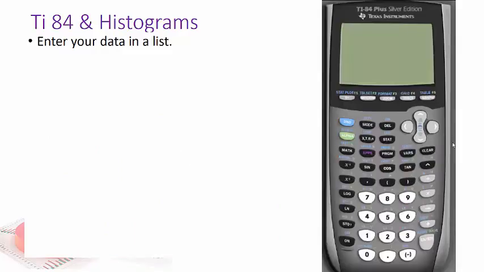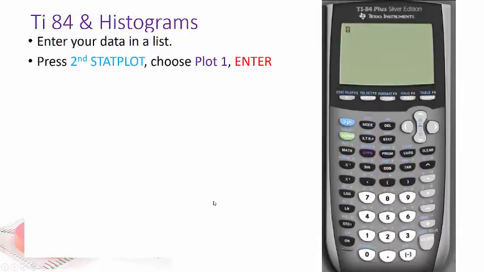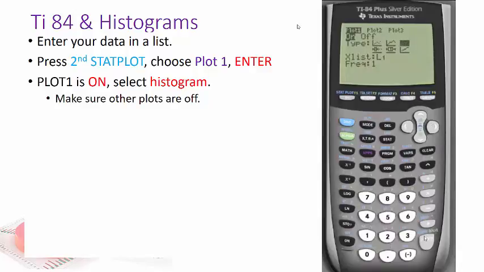And I took some data actually from your textbook and I entered it in the list. The next thing you're going to do is press second stat plot and choose plot 1 and hit enter so you can edit it. Make sure that plot is on. And then you want to make sure that you are on histogram, which is that top right. So make sure the plot is on and you select histogram. Make sure other plots are off.